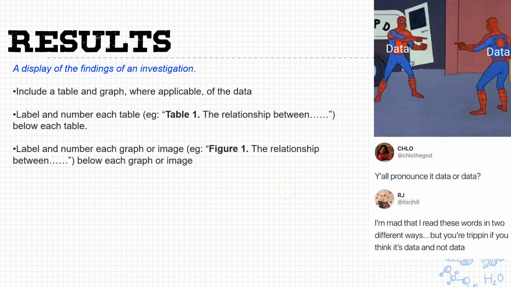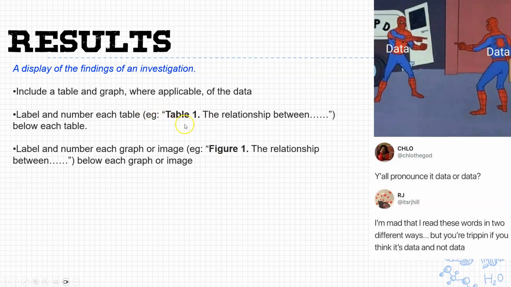Your results are a display of the findings for your investigation. This includes a table and a graph where applicable of your data. 99.99% of the time, you're going to have a graph. Almost always. The graph is really, really important. You need to label and number each of those things. So your graph, your table, etc. should have a labeling system on it.